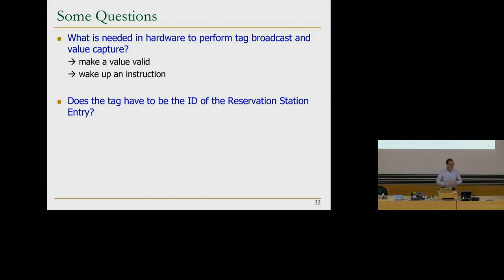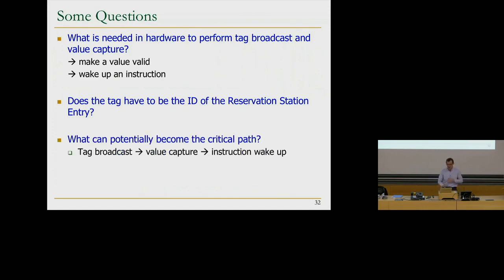So you could come up with your alphabet for renaming. Okay, what can potentially become the critical path? I think I already kind of said that also. This is actually one of the most difficult parts to design in an out-of-order engine.